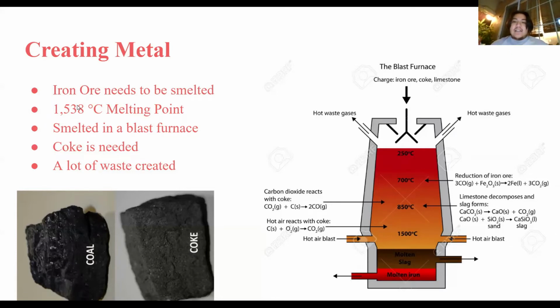Coke is needed in the blast furnace to get the temperature high enough to get what you want out of the ore. And in order to create coke, you need to compress coal. You need to burn down some coal, just like charcoal is burned down wood. Coke is charred up coal.